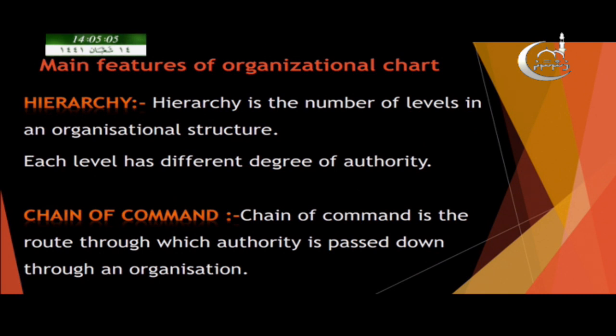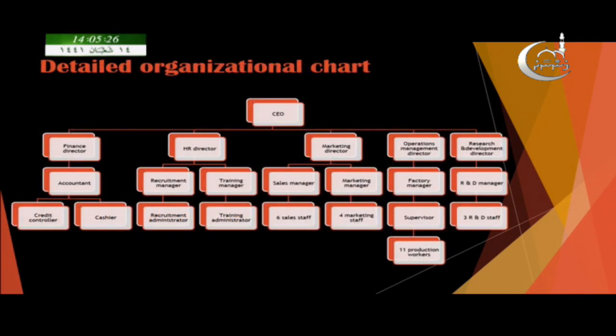First one is hierarchy. Hierarchy is the number of levels in the organization. Each level has a different degree of authority. Here the number of levels means they have different layers in the organization, isn't it? Just now I have shown you a diagram or the structure that also has different levels. So let us see the diagram.